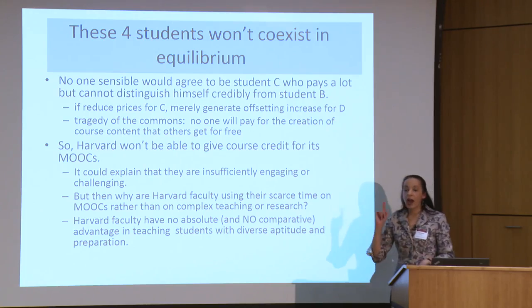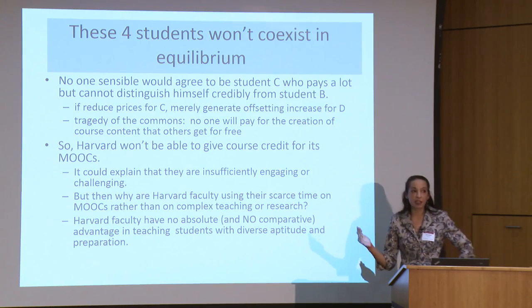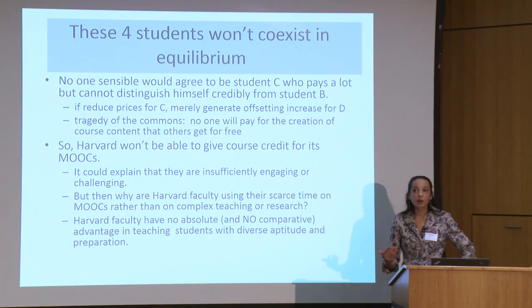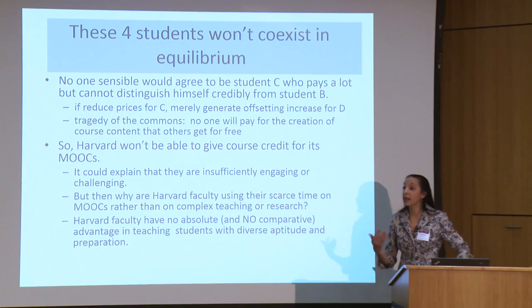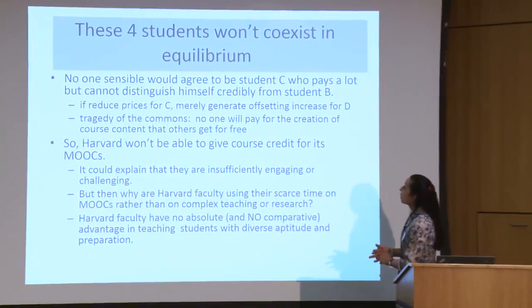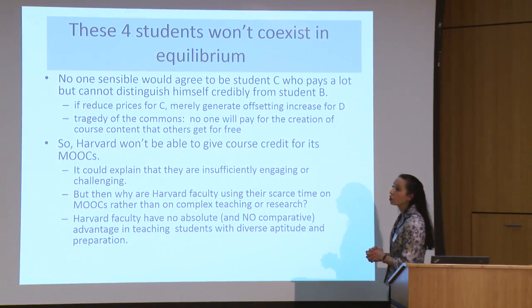No one sensible would ever agree to be student C. Why? Because student C and student B are basically indistinguishable from one another. They've taken exactly the same set of courses. No employer is going to say, oh, I will pay you so much more to be student C than student B. They look the same. Okay? They have the same probability of having graduated. Basically, everything else is the same. So we could reduce the prices for the person who is student C who only took MOOCs.